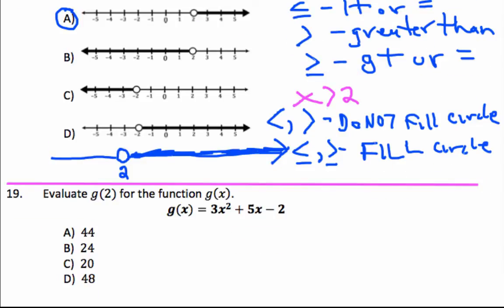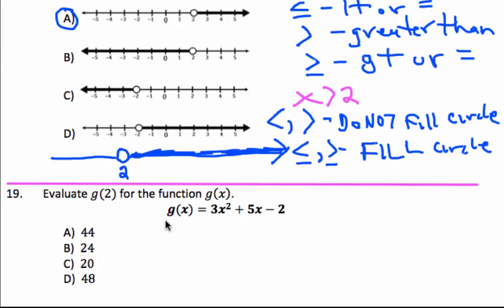Problem 19 tests your understanding of function notation. You're given a function g, which is a rule that says what to do for any input x. In this problem, our input x is squared and multiplied by 3. This is then added to 5 times the input. Finally, 2 is subtracted. g of 2 is asking us to determine the output for a specific input, namely 2. To determine g of 2, simply substitute 2 for x and then evaluate.